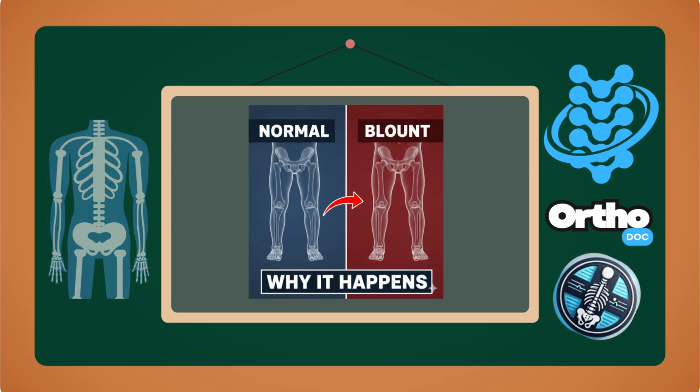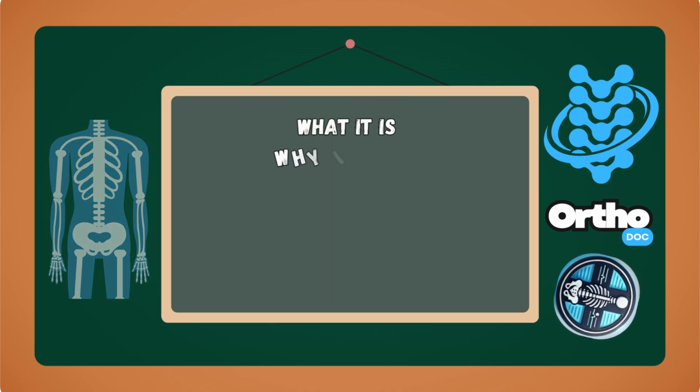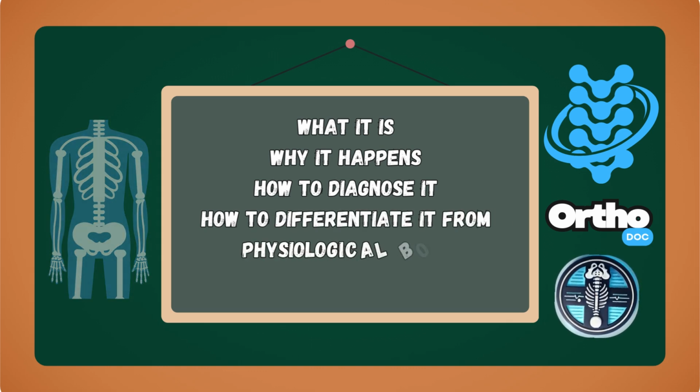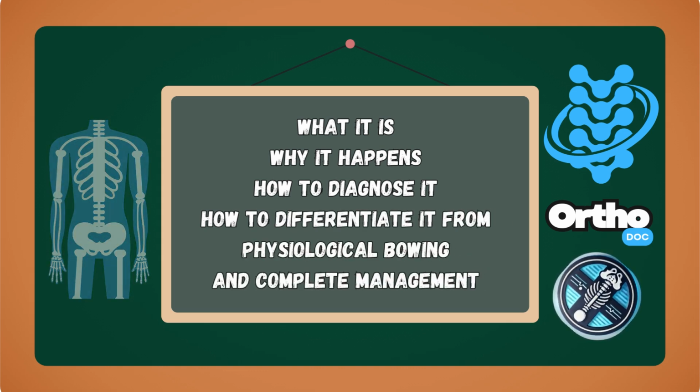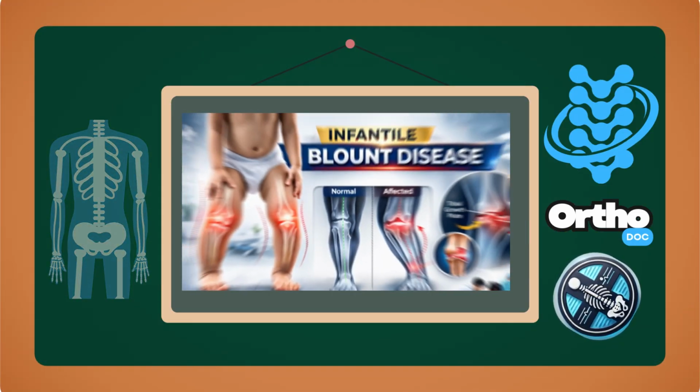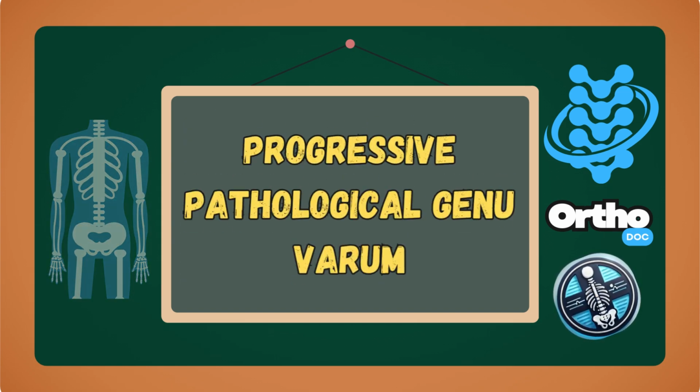Today we are going to master infantile Blount's disease, a very important topic for exams. By the end of this video, you'll clearly understand what it is, why it happens, how to diagnose it, how to differentiate it from physiological bowing, and complete management. Let's start. Infantile Blount's disease is a progressive pathological genu varum.